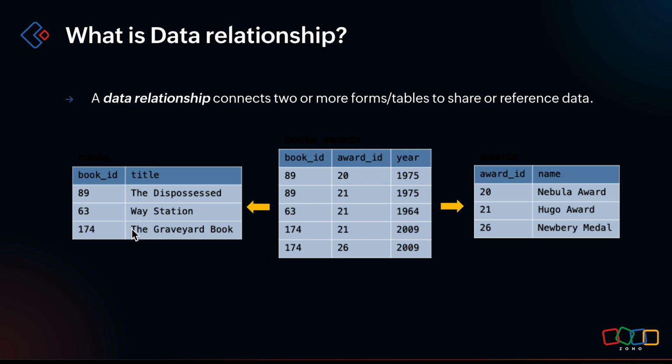So here the book ID and award ID are repeated data that is stored in multiple tables. Instead of manually entering this data in multiple tables, you can simply use the concept of data relationship and create a relationship between these three tables, so that whenever a book ID is required, you can simply fetch the data from table 1 and display it over here. Whenever an award ID is required, you can simply fetch the data from the source table and display it in the target table. This can be achieved only when there is a data relationship between these tables.